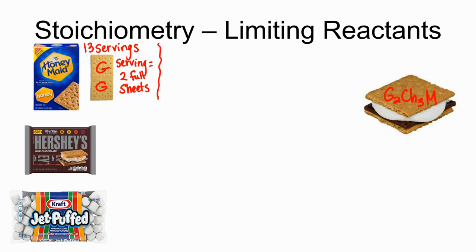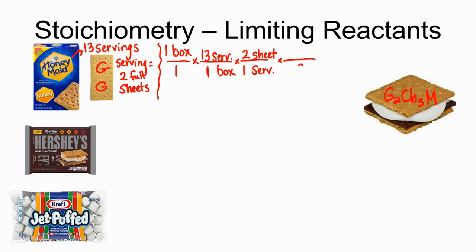So I start with what I know I have. My known is that I've got 1 box of graham crackers. I'm going to put that known over 1 just so I don't accidentally put anything else in that denominator. I'm going to do unit conversions and bring down my unit box. What do I know about a box of graham crackers? The only thing I know is that it has 13 servings. What do we know about a serving? I know that every 1 serving has 2 sheets.